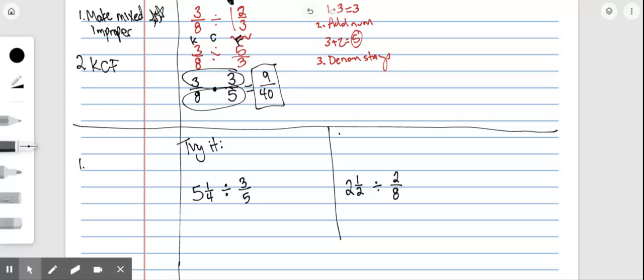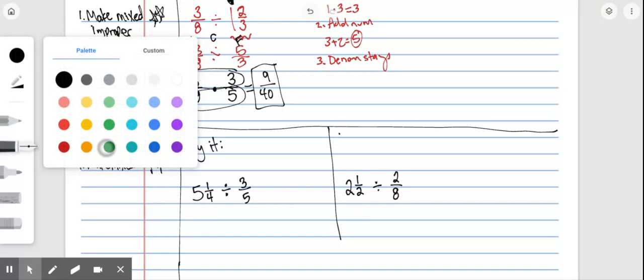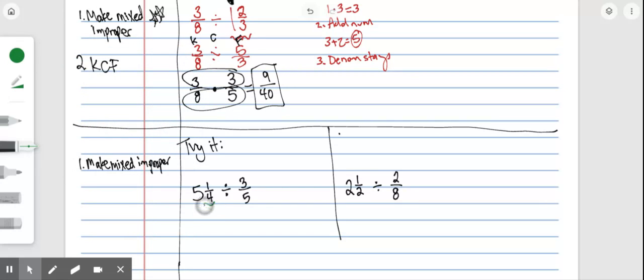Okay, you should be coming back from using those steps. So the first step is make the mixed numbers improper. When I'm looking at this first problem, I notice that 5 1/4 is the only mixed number I have. So I'm going to make it into an improper fraction. I start by doing 5 times 4, the whole number times the denominator, which is 20. And then I add the numerator, 20 plus 1, which is 21. So I've got 21 in the numerator and 4 in the denominator. And then I divide by 3/5.